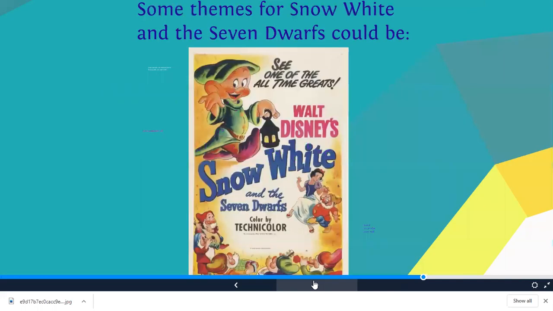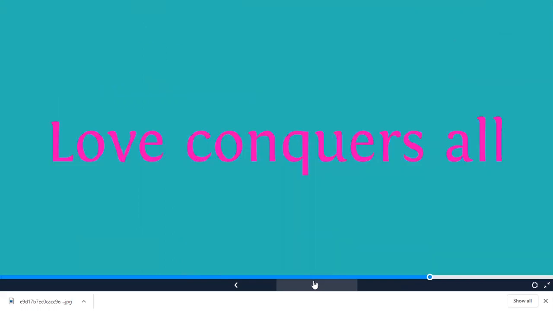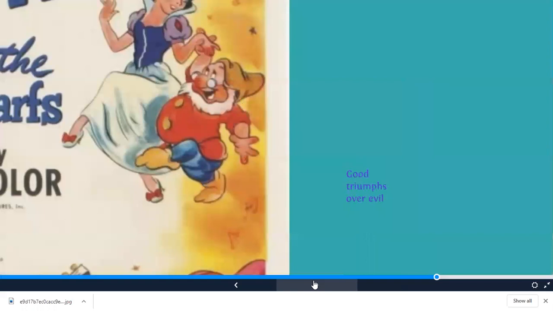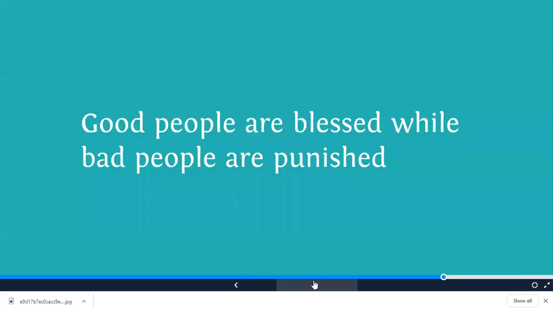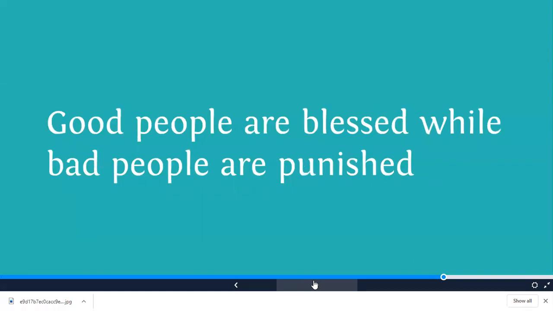Some themes in Snow White and the Seven Dwarfs could be: love conquers all. Good triumphs over evil. Good people are blessed while bad people are punished.